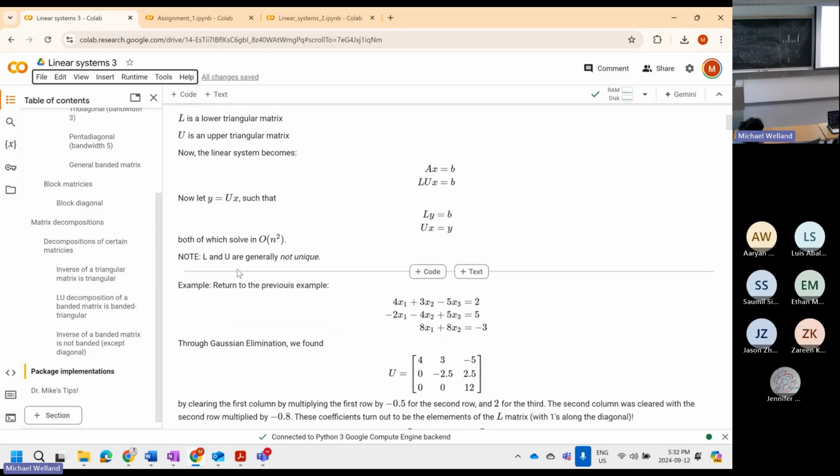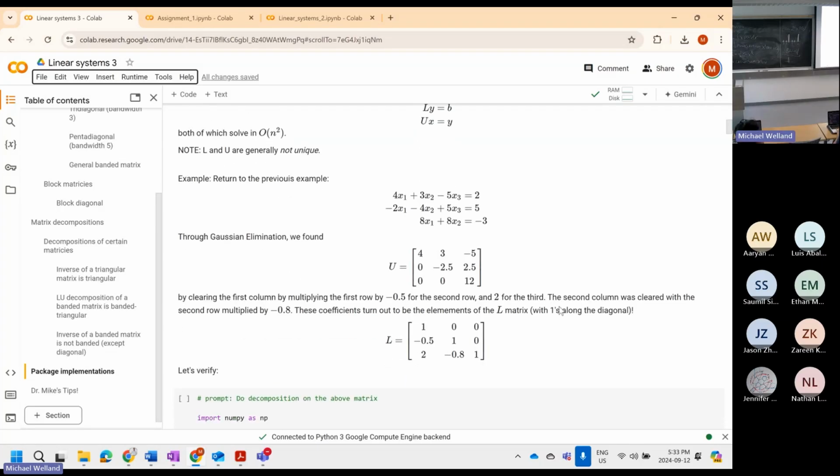Okay. L and U are not generally unique. So this is me getting your attention. The LU decomposition that you will get is not necessarily the LU decomposition that I will get, and it's not necessarily the LU decomposition that we'll see in a second. There are actually very good reasons for this, but that's literally the next example. Okay.